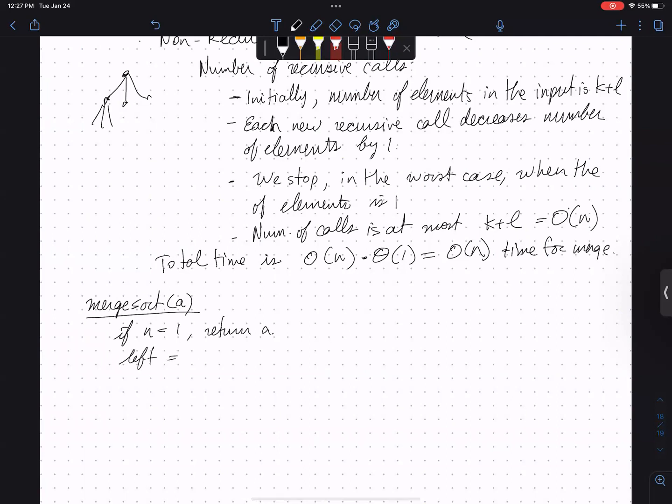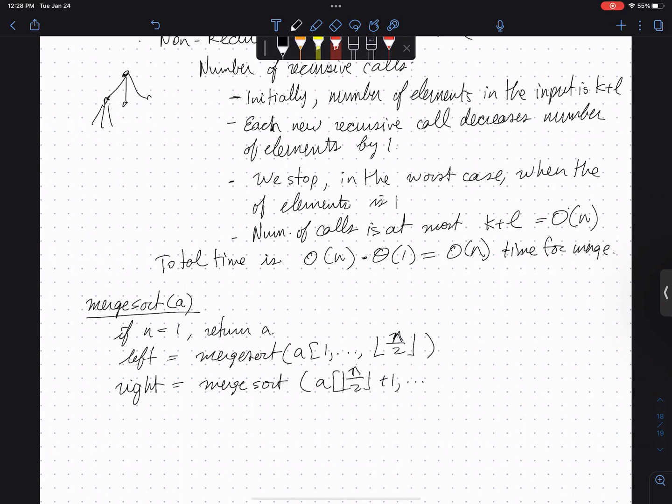Then we sort the left half, so we call merge sort recursively on A from 1 to n over 2. We do the same thing for the right half, n over 2 plus 1 all the way to n. And now we return the merge of those two.